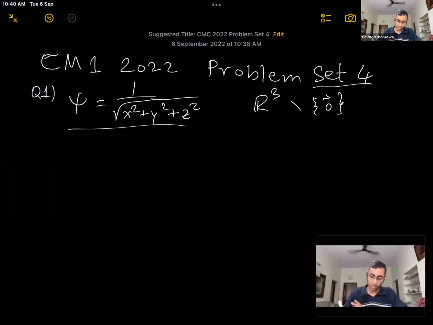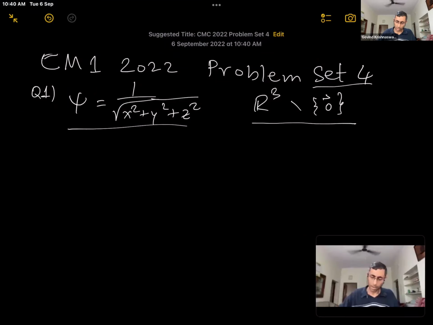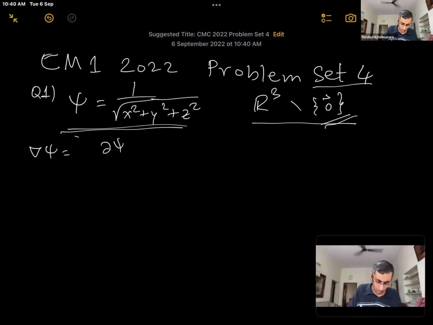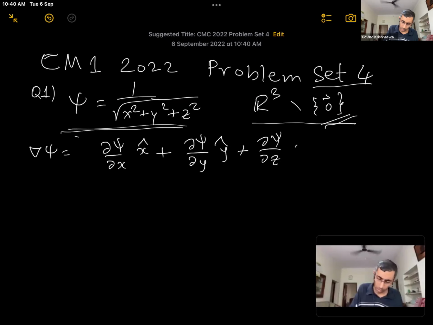So we are considering the punctured three-dimensional Euclidean space. By punctured, I mean I've removed the origin, and this is a scalar field defined on it. And we are asked to compute its gradient. So by definition, the gradient of psi is partial psi partial x times x hat plus partial psi partial y y hat plus partial psi partial z z hat. So we simply compute these derivatives.